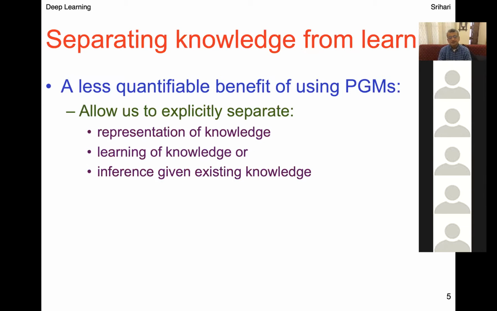It also does something called separating knowledge from learning, a less quantifiable benefit of using probabilistic graphical models. It allows us to explicitly separate representation of knowledge, learning of knowledge, and inference given existing knowledge. So we can learn the network, and then inference algorithms are quite different, and we can design those for the network. Learning is yet another situation where we learn the parameters. So these are three different topics in PGM, which are distinct topics with probabilistic graphical models.